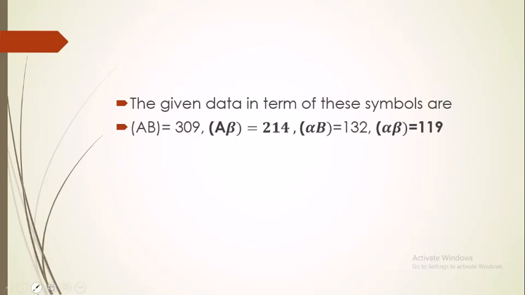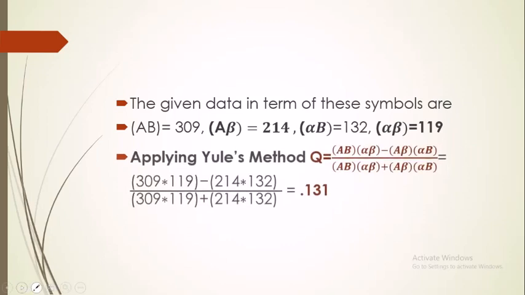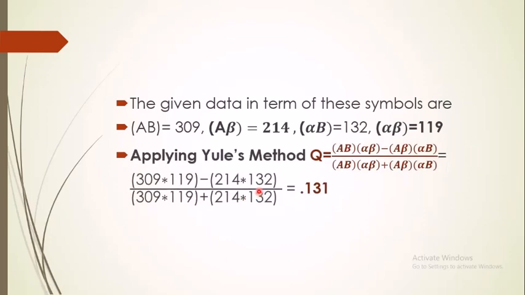Okay, now next you are asked to find out the association, right? So by applying Yule's method, you know the formula for Yule's method. What is it? Q is equal to this big formula. Now you have all the things that you need to substitute in this formula, and after substituting and proper calculation, you will get the answer as 0.131.